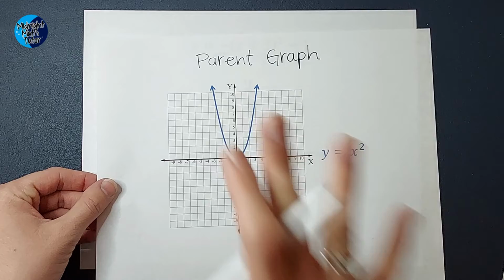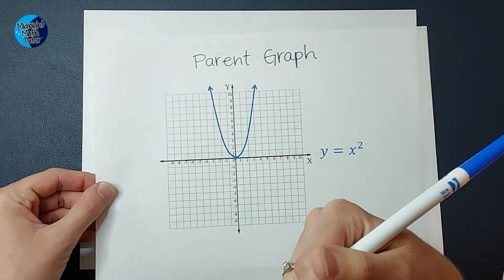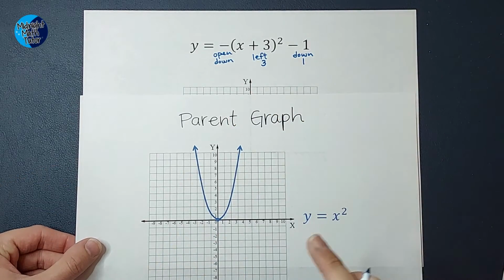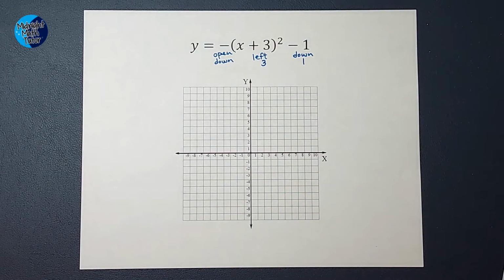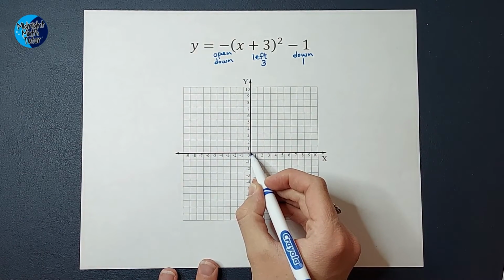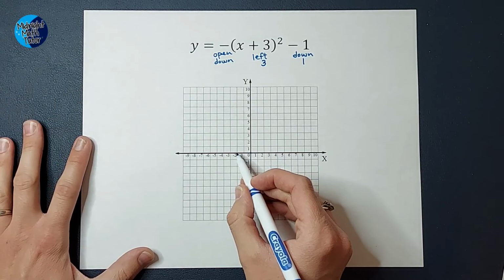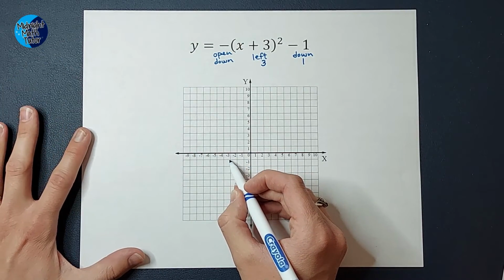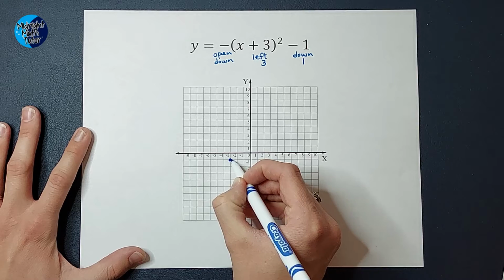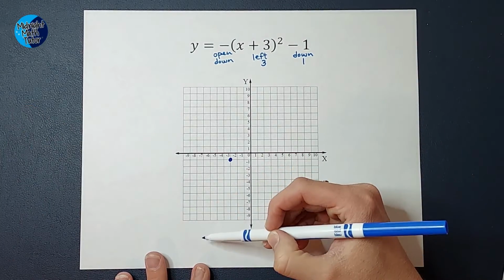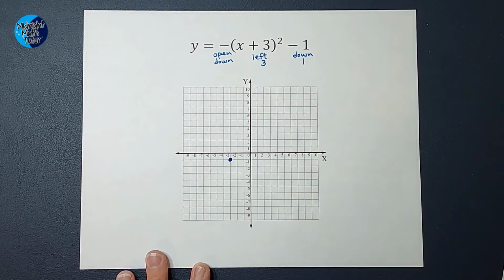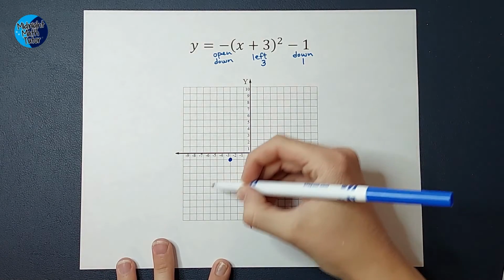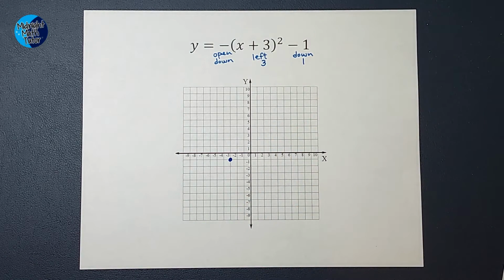Here it is. We're taking the same guy. We're going to flip him upside down, shift to the left 3, and down 1. My parent graph started here, but because of this, I'm going to go left 3 and down 1. This is my new vertex, and I know now it's going to open down. Some teachers might be fine with you just putting where the vertex is and showing that you know it opens down. That might be all they're looking for.